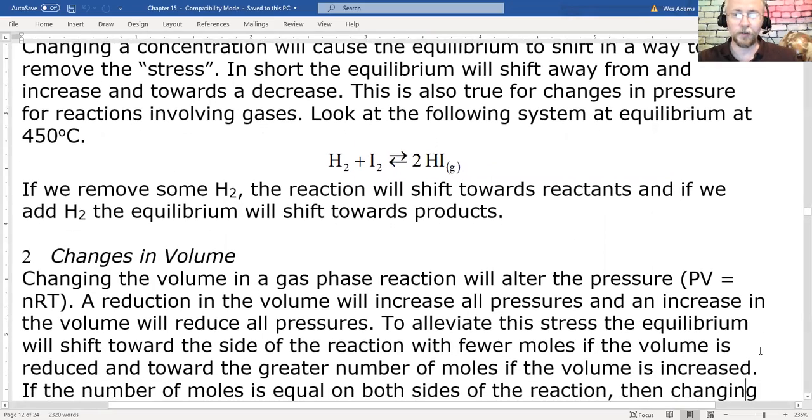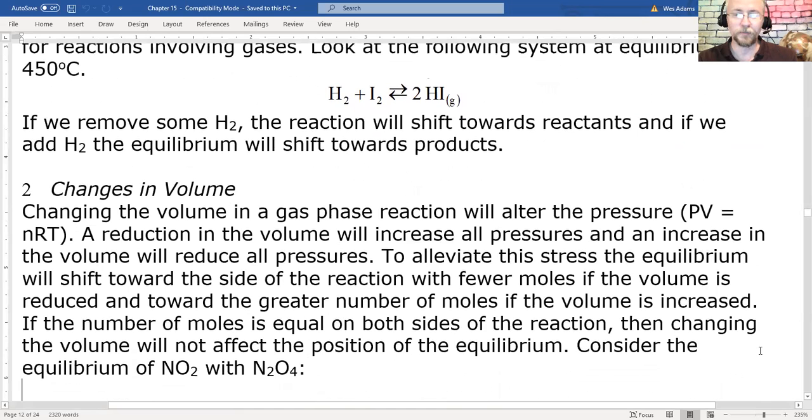Changes in volume and/or pressure. Changing the volume in a gas phase reaction will alter the pressure because of our ideal gas equation, PV equals nRT, if all other factors stay equal. The reduction in volume increases the pressure, and if the volume increases, then the pressure will reduce. And so the shift will happen in a way that will alleviate that.